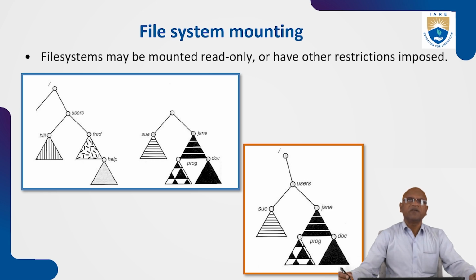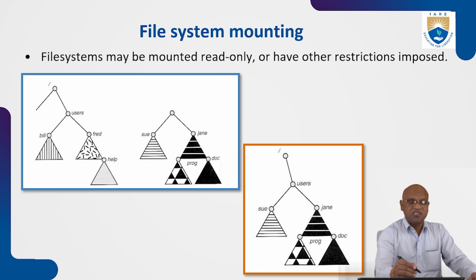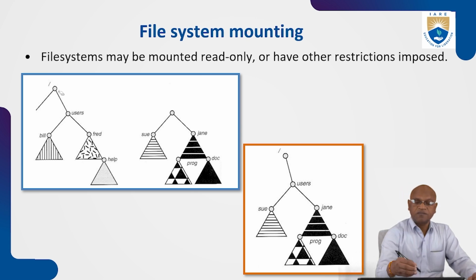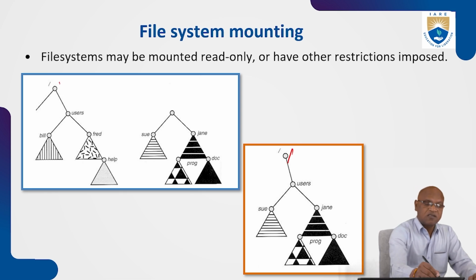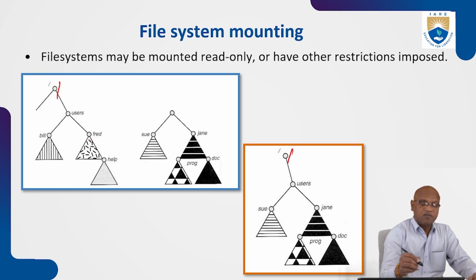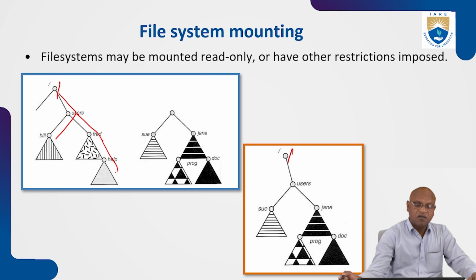A file system may be mounted read only, or have other restrictions imposed. So this is a root. This is a root like this. From here, wherever files are saved, it is a path. So this is the file mounting system.